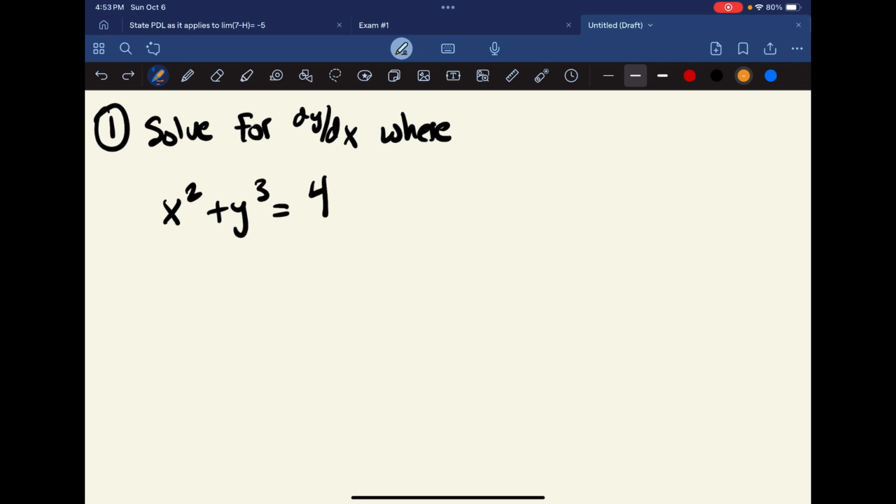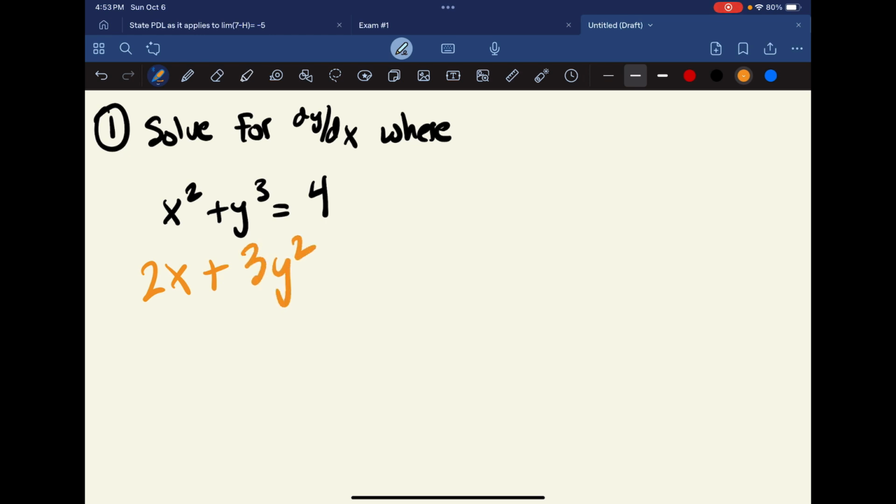And then for the first practice problem here, you just go through term by term and take the derivative like you would any other derivative problem. The derivative of x squared is 2x, right? We know that. And then the derivative of y cubed is going to be 3y squared, normal power rule.